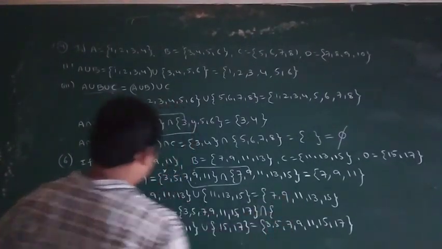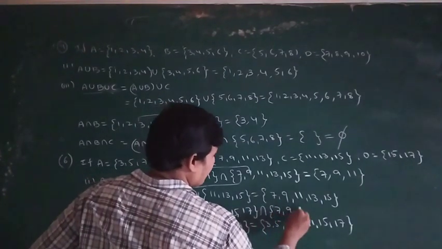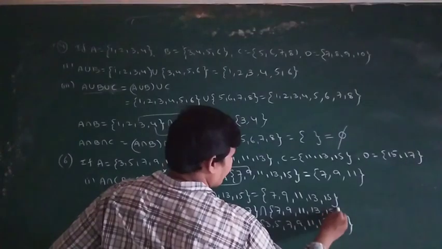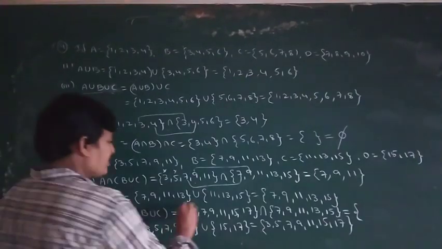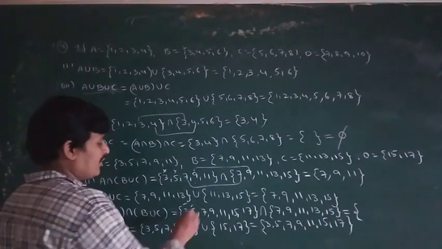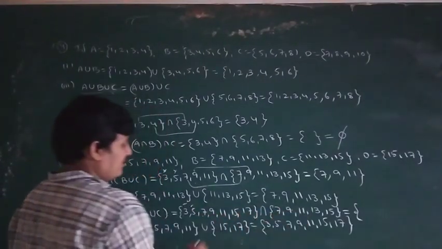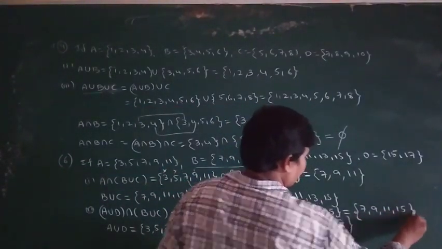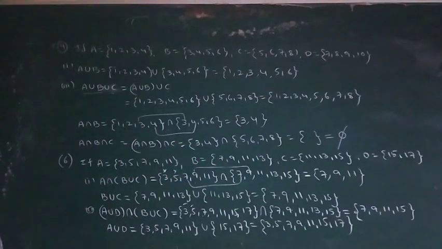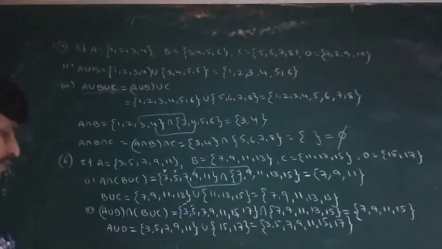Intersection B union C, already 7, 9, 11, 13, 15. So intersection. What is the common? 3 is not common, 5 is not common, 7, 9, 11, 15. Intersection means common elements on both sets.